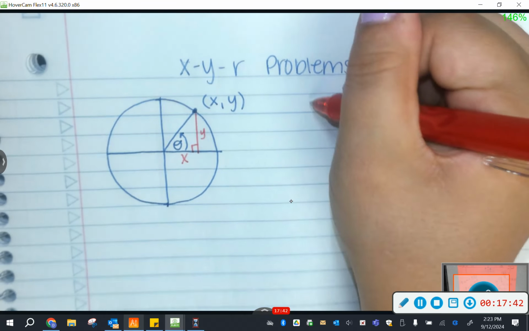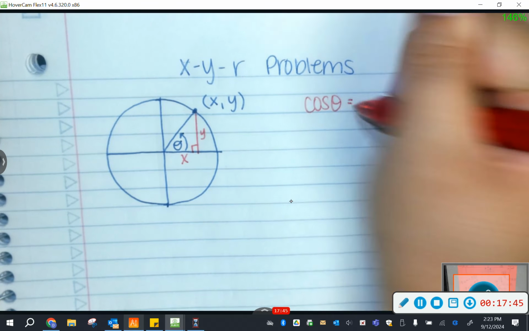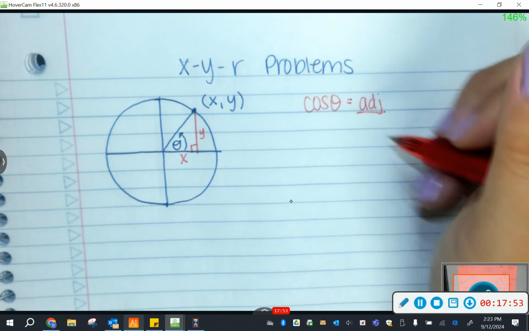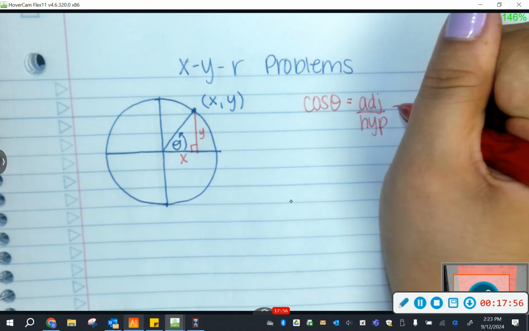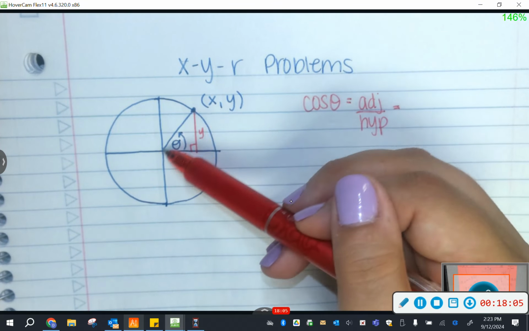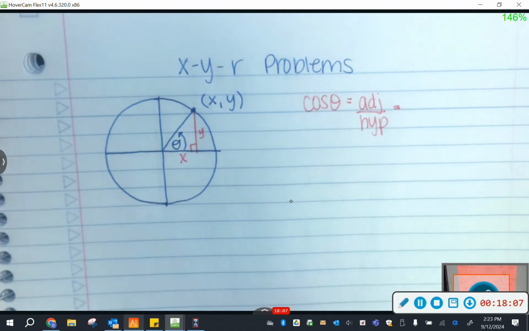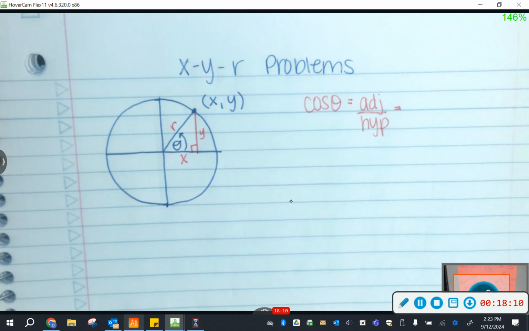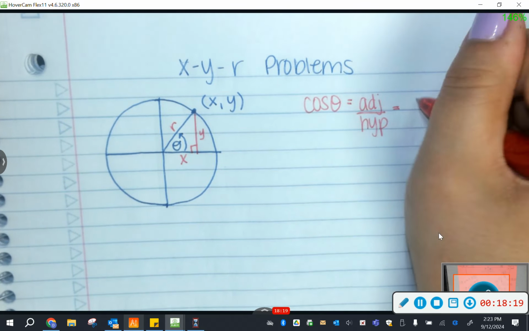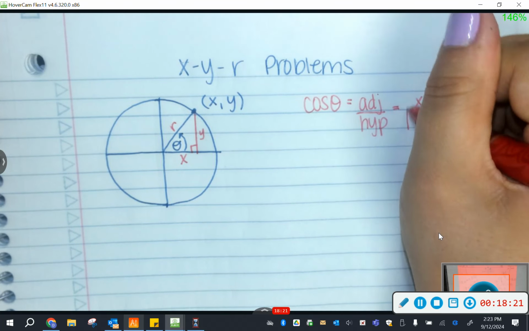How would I find the cosine of this theta? What is cosine? Adjacent over hypotenuse. So what is my adjacent here? Oh, just kidding, I forgot to label this. What's this right here? The radius. That is my R. So adjacent to theta is what? X. What's my hypotenuse? R.